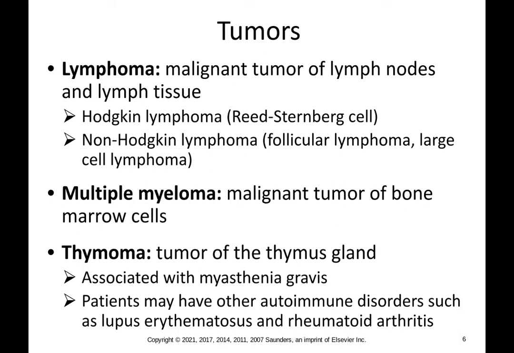Thymoma is a tumor of the thymus gland. This is often associated with myasthenia gravis. Patients may have other autoimmune disorders such as lupus erythematosus and rheumatoid arthritis.